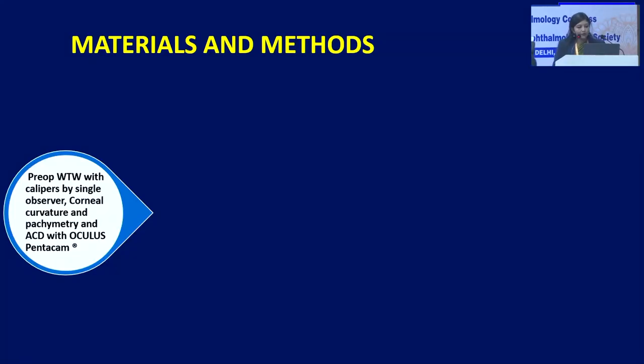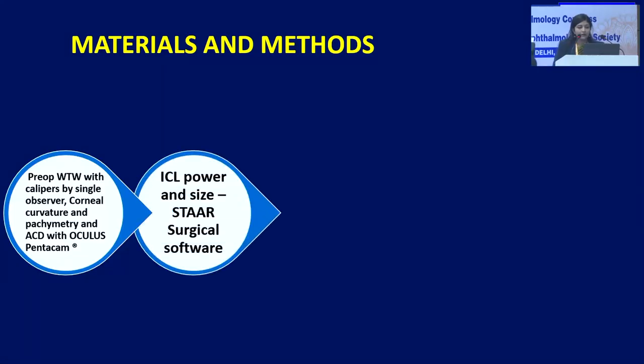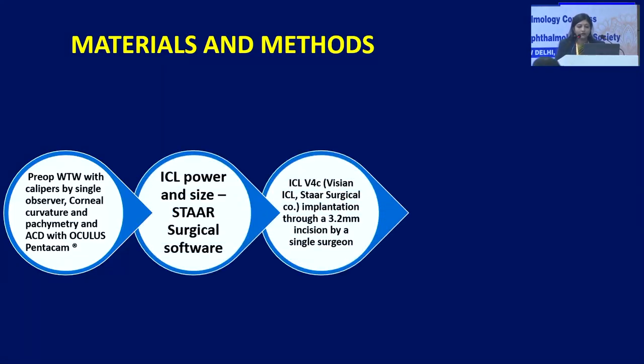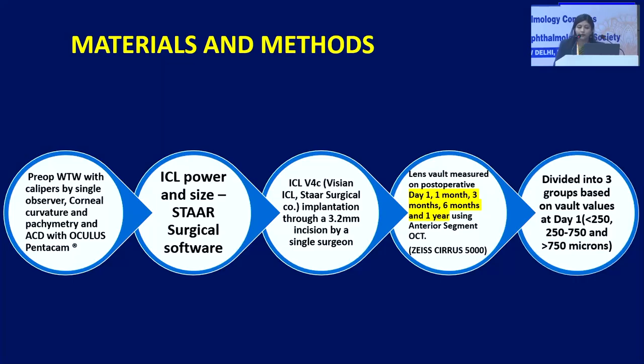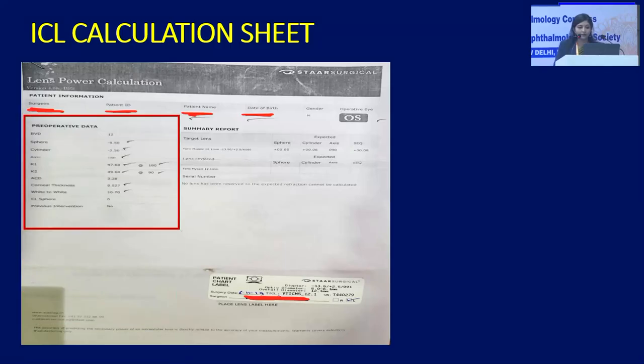We measured the pre-op white to white with calipers by a single observer. The corneal curvature, pachymetry, and anterior chamber depth were measured with Pentacam. The ICL power and size were calculated using the STAAR Surgical software, and the implantation was done through a 3.2 mm incision by a single surgeon. We assessed the lens vault values using AS-OCT on day 1, 1 month, 3 months, 6 months, and 1 year. Then we divided them into 3 groups based on the vault values of day 1: less than 250 microns, 250 to 750 microns, and more than 750 microns.